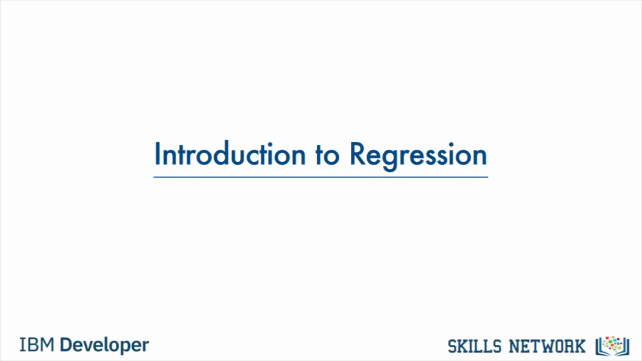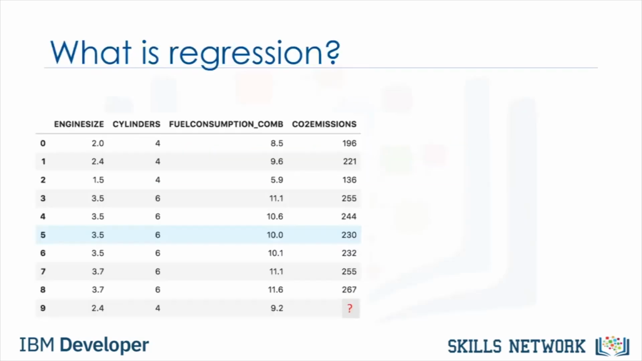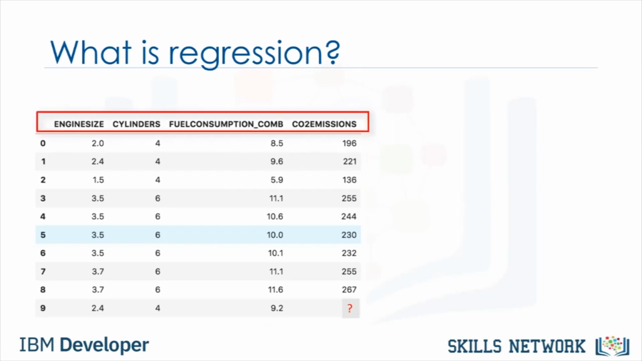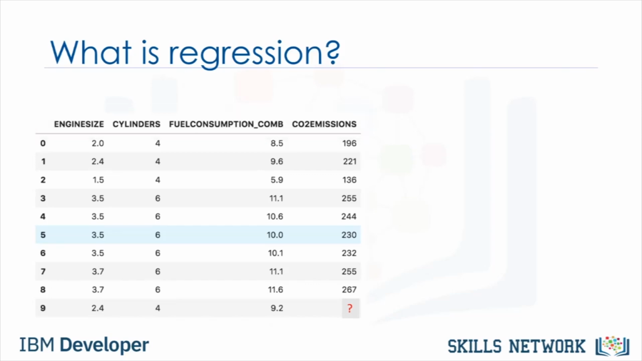Hello and welcome. In this video, we'll be giving a brief introduction to regression. So let's get started. Look at this data set. It's related to CO2 emissions from different cars. It includes engine size, number of cylinders, fuel consumption, and CO2 emission from various automobile models. The question is, given this data set, can we predict the CO2 emission of a car using other fields, such as engine size or cylinders?